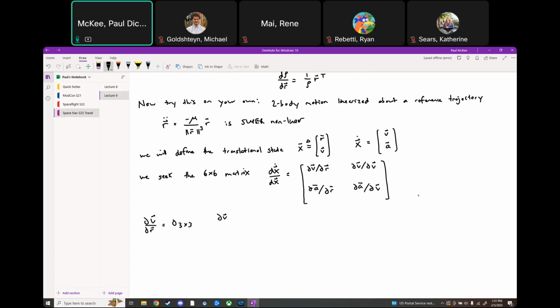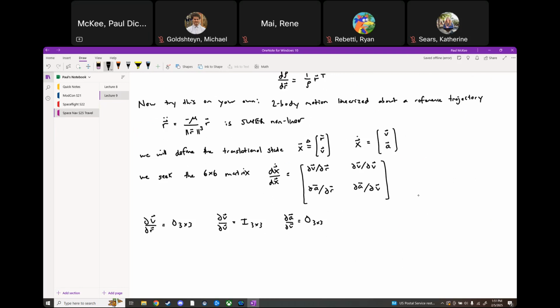Similarly, the derivative of velocity with respect to velocity is itself, right? Derivative of x with respect to x is just 1. Well, in vector land, it would be the identity matrix. Now, similarly, for acceleration, this is our acceleration equation right here, r double dot. And you'll notice that velocity does not feature in r double dot. So actually, the derivative of acceleration with respect to velocity is 0.